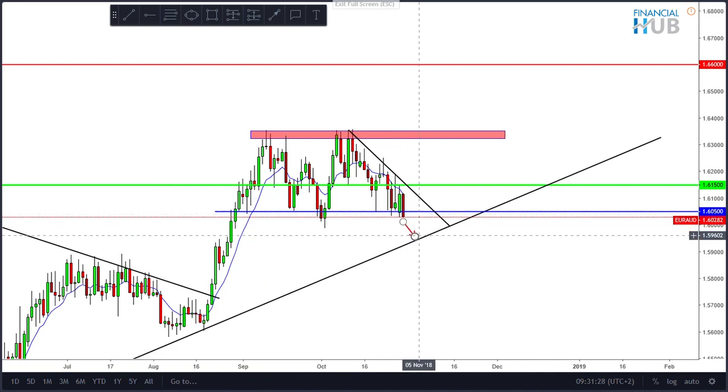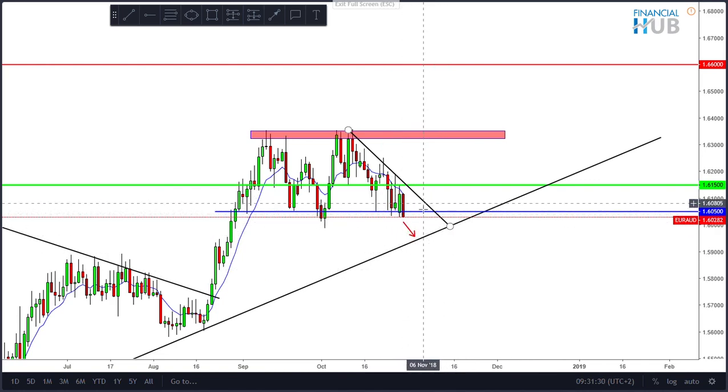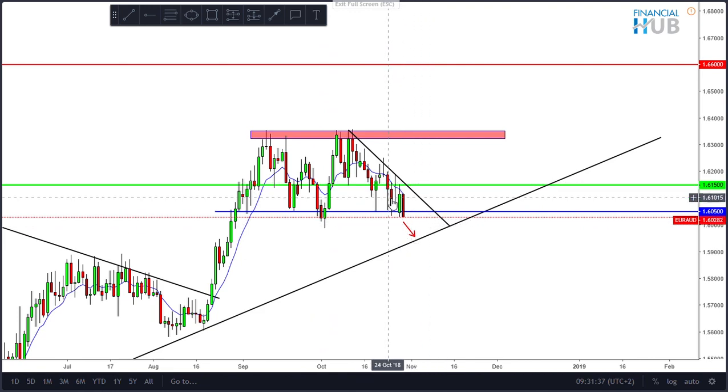We can have that break to the downside, come and retest our trend line, or we can stay within the inside bar for some time and see what the market is telling us.